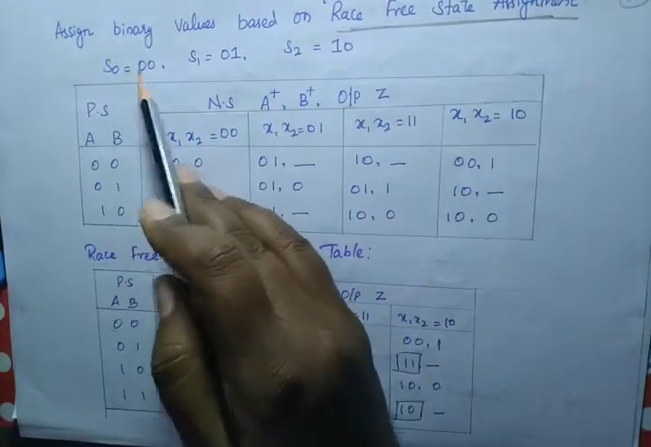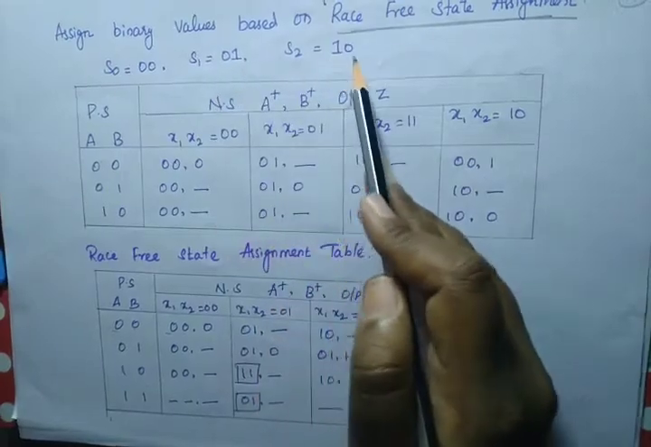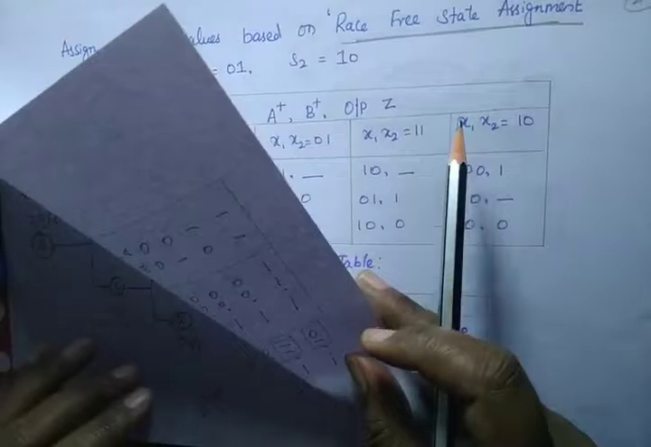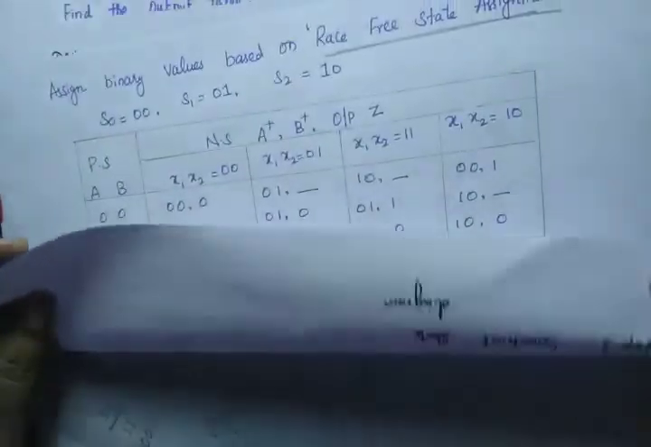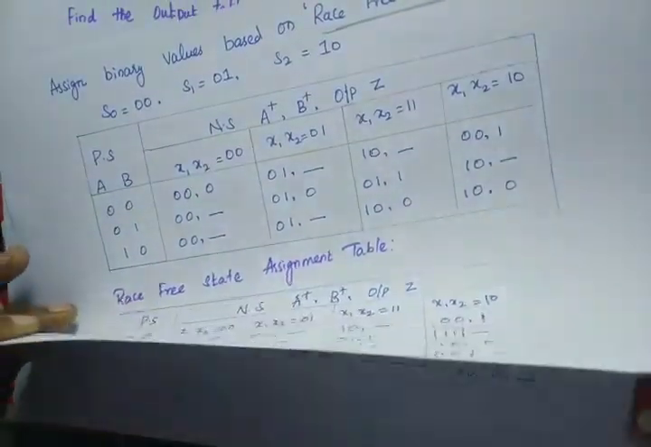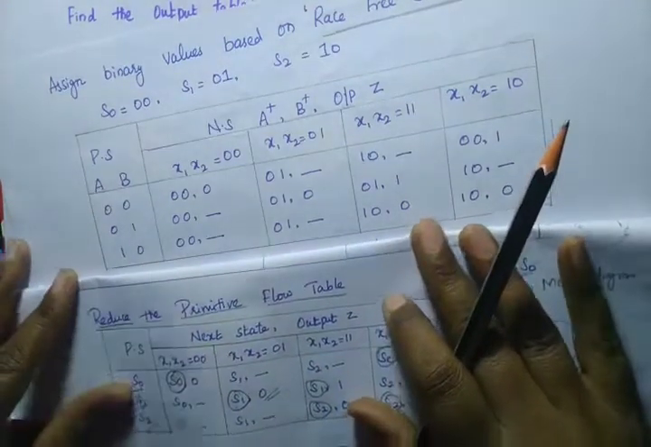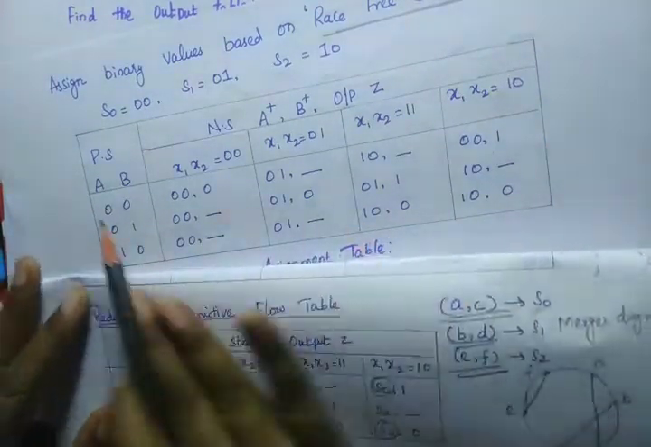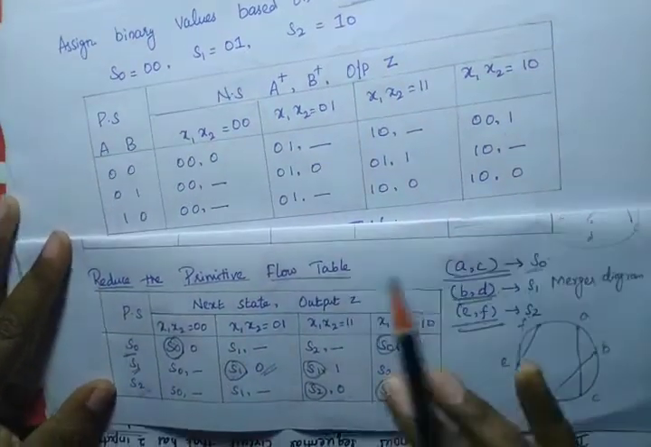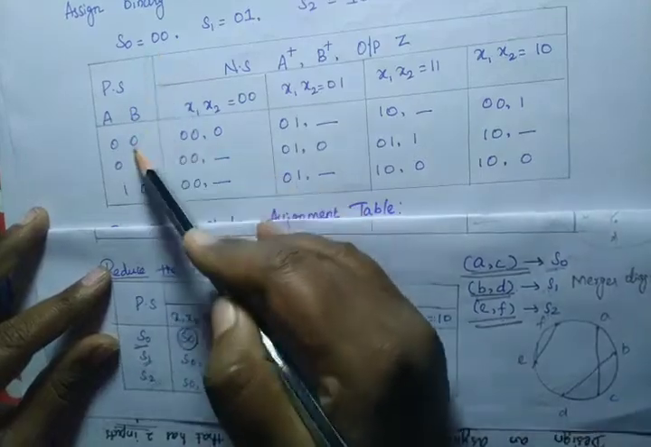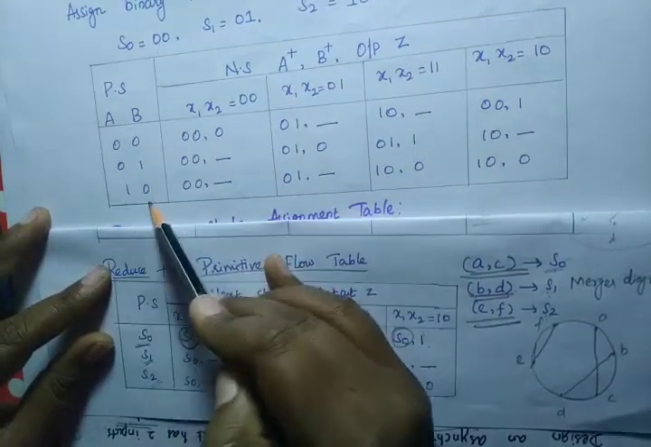So let us substitute S0 as 00, S1 as 01, S2 as 10. Previously we have written this S0, S1, isn't it? So for that, we are going to assign the values for this table. Now for this reduced primitive flow table, we are going to assign the values. Now check here. This is S0. Here we have S0, isn't it? S0, S1, S2, 00, 01, 11, 10.